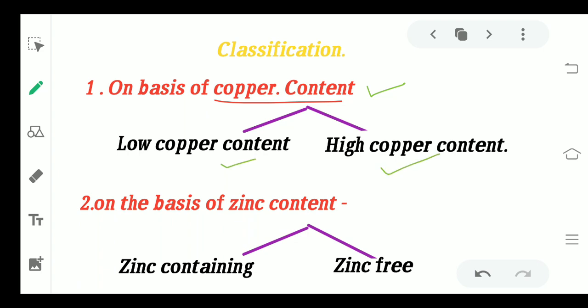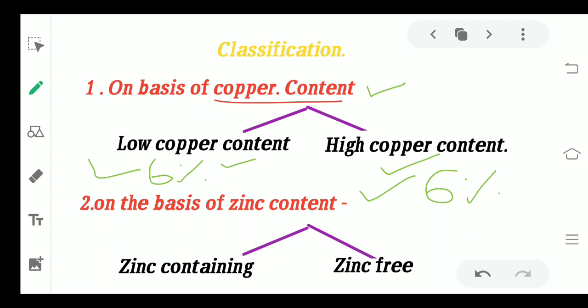Low copper content amalgam are the ones which have copper content in them which is less than 6%, okay, less than 6%. High copper content which have more than 6% of copper inside them. That amalgam is said to be a high copper content.